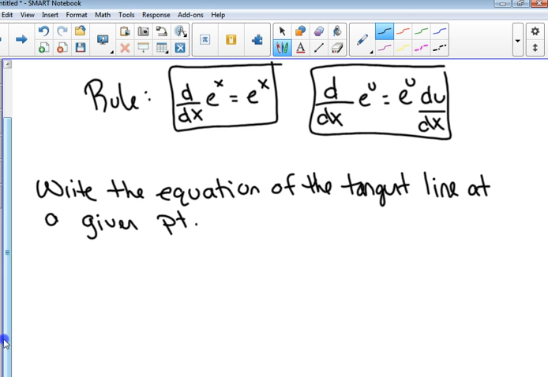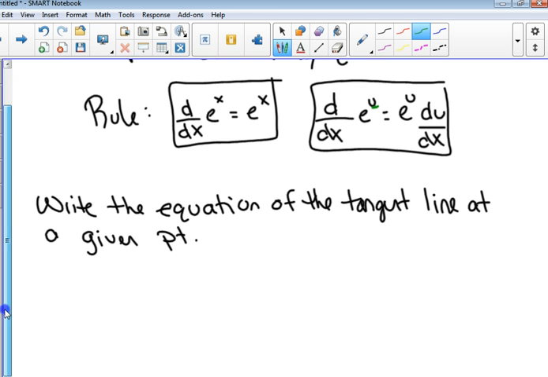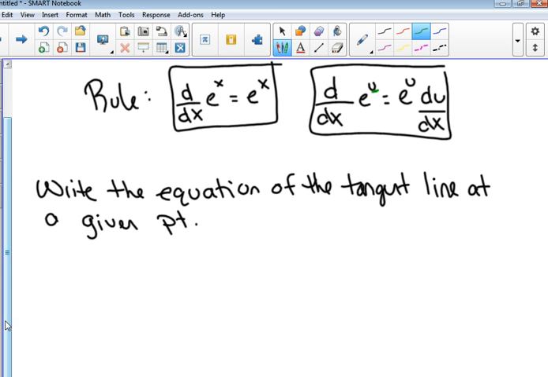Alright, so I rewrote your two rules just in case you kind of forgot them. So the derivative of e to the x is e to the x, but when you have more than something just up here, we have to figure out what du over dx is, as well as what du is. Okay. So the first application is writing the equation of a tangent line at a given point.